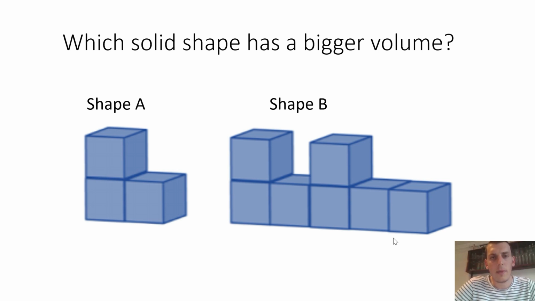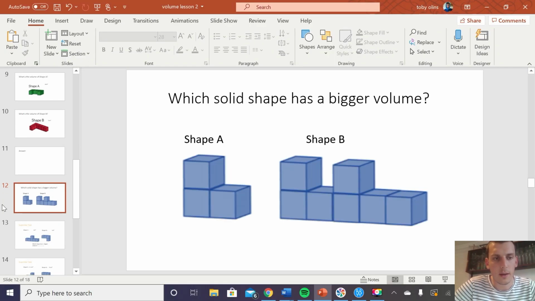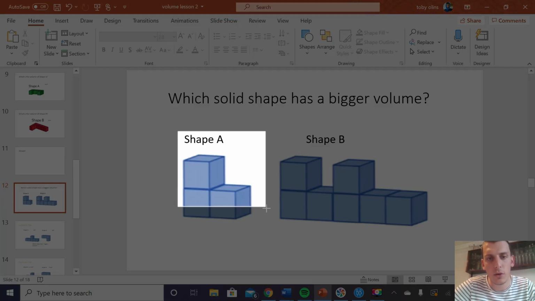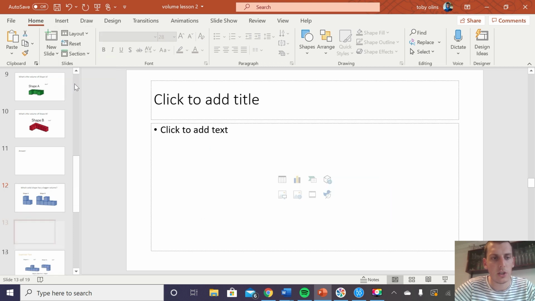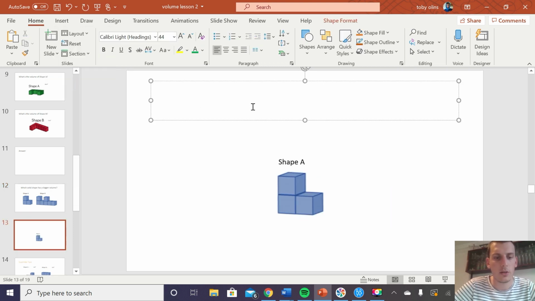Excellent, welcome back. So I'm now going to go through this with you again. The way to work it out is to take each one and work out the volume. So first we're going to do shape A. Now, to work it out, we're just going to count it. So 1, 2, 3. So shape A has a volume of 3 centimeters cubed.